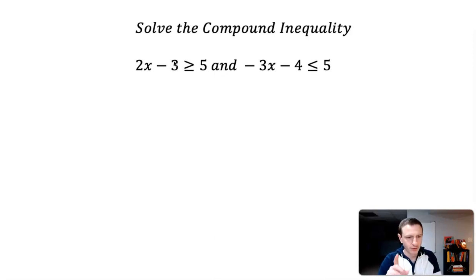In this example, we want to solve the compound inequality 2x minus 3 is greater than or equal to 5, and negative 3x minus 4 is less than or equal to 5. So we have a compound inequality, meaning we want to find x values that will make both of these statements true, because we have the word and. And means we want both things to happen.